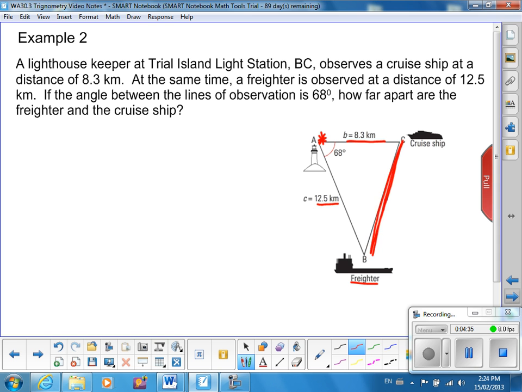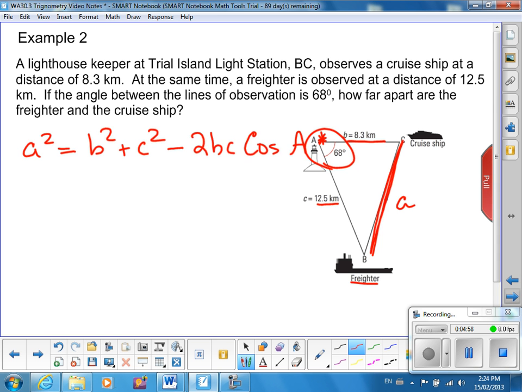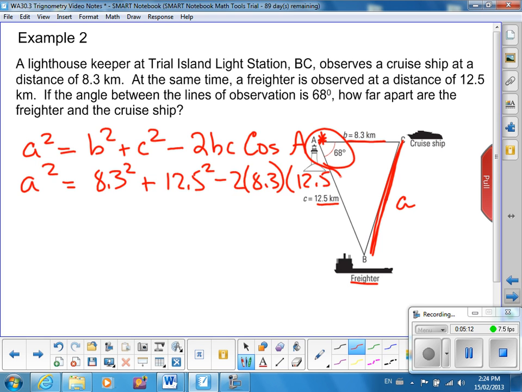Okay, so we're going to write down our formula and relabel the triangle. This triangle actually works out pretty good because this is A and we have angle A. So A squared equals B squared plus C squared minus 2BC cos A. A squared equals 8.3 squared plus 12.5 squared minus 2 times 8.3 times 12.5 cos of 68 degrees.